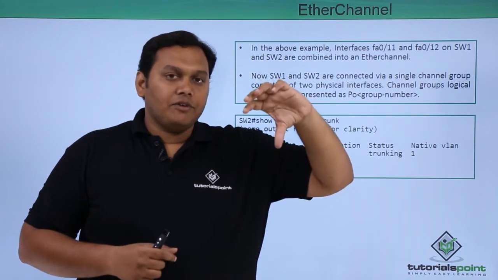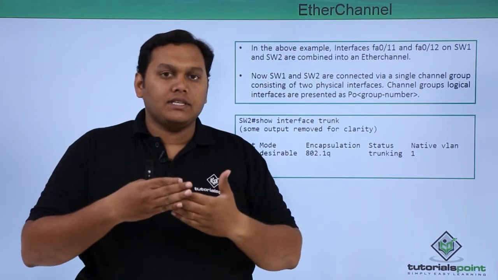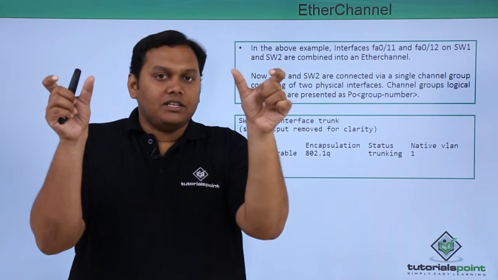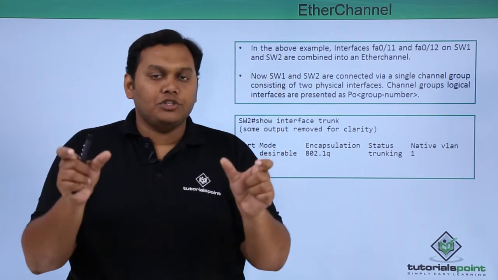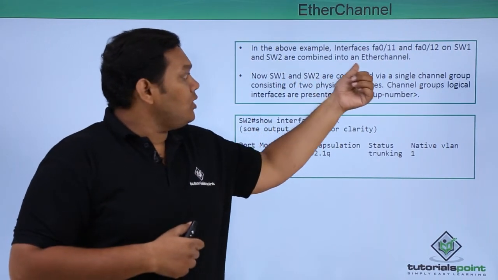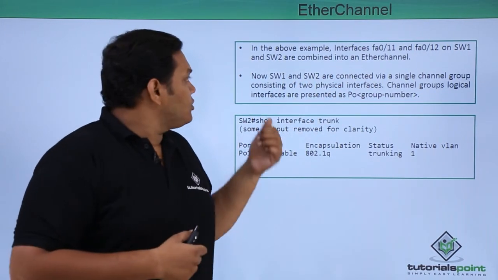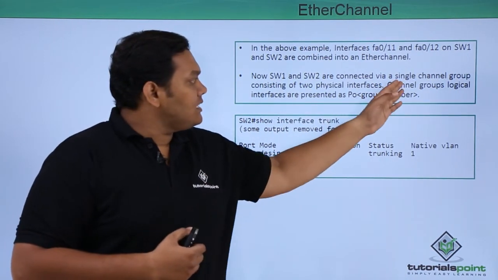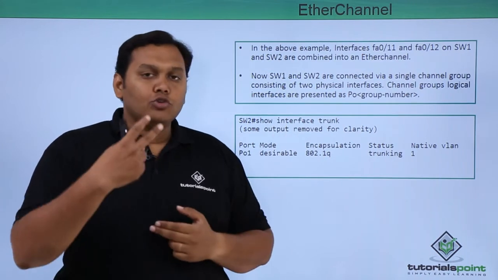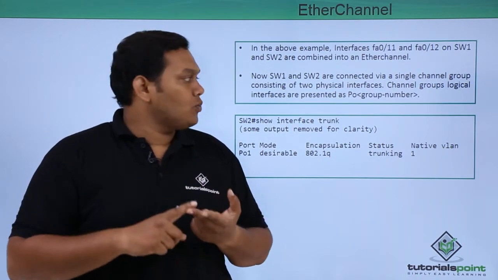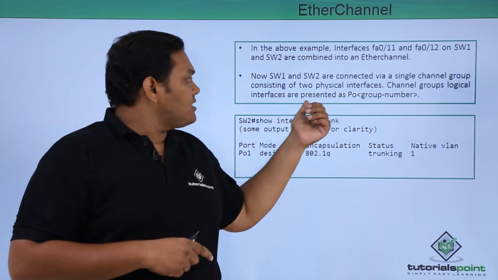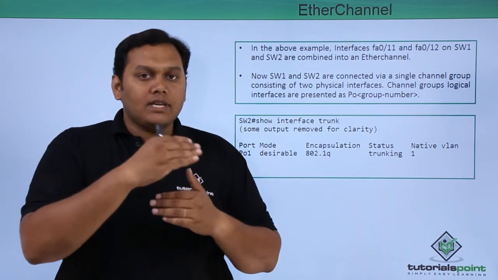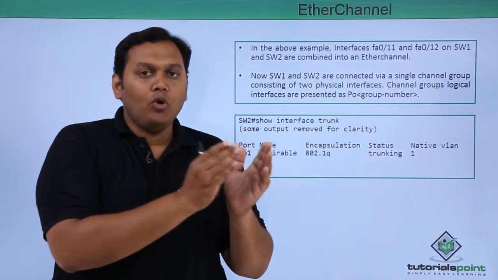We have grouped the FastEthernet interfaces 11 and 12 of switch 1 and switch 2 into a channel group, combining them into a single Ethernet channel. So now switch 1 and switch 2 are connected via a single logical link, or a single channel group, consisting of 2 physical interfaces, 11 and 12. Channel group logical interfaces are presented as Po with a group number. We introduced channel group 1, so it becomes Po1 here.